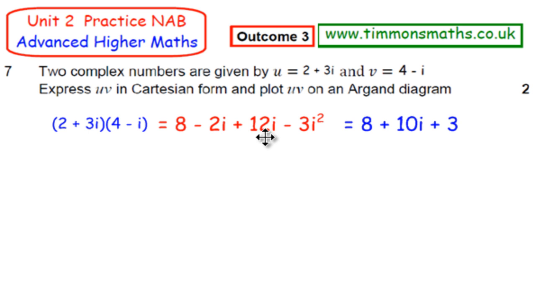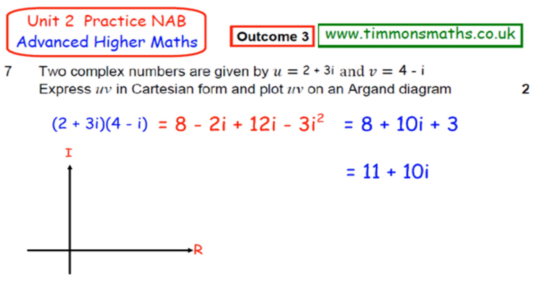The minus 2i plus the 12i gives us plus 10i. So we've got 8 plus 10i with a plus 3 at the end. The 8 plus the 3 gives us 11. So this is equal to 11 plus 10i. We're then asked to plot uv, which is 11 plus 10i, on an Argand diagram. So we draw our real axis, our imaginary axis, 11 on the real axis, 10 on the imaginary axis, and where they meet, we plot our point 11 plus 10i.